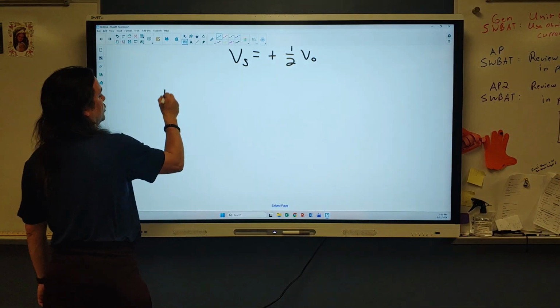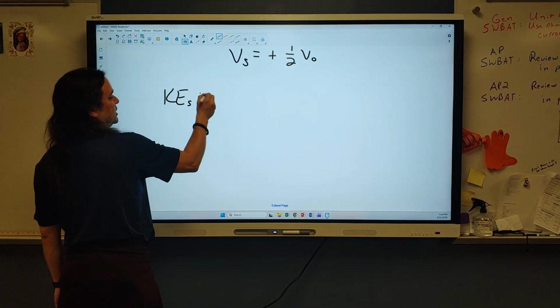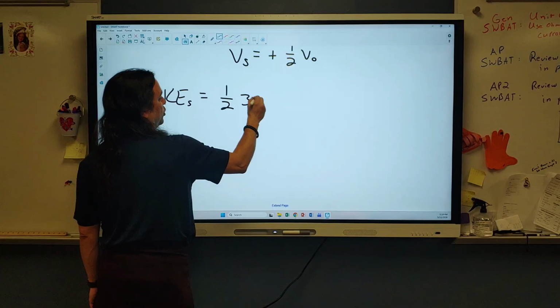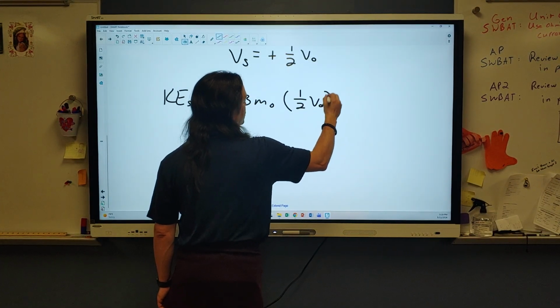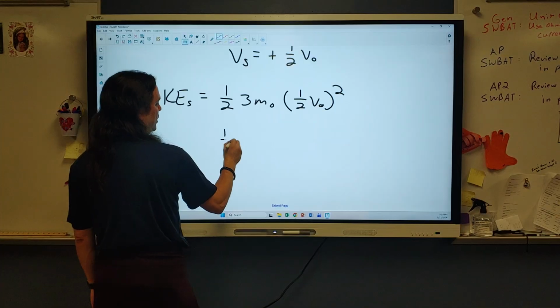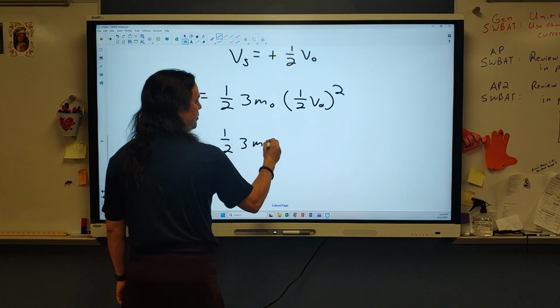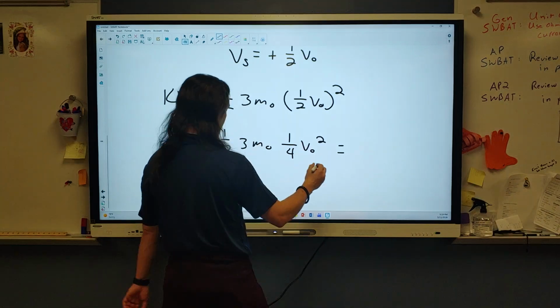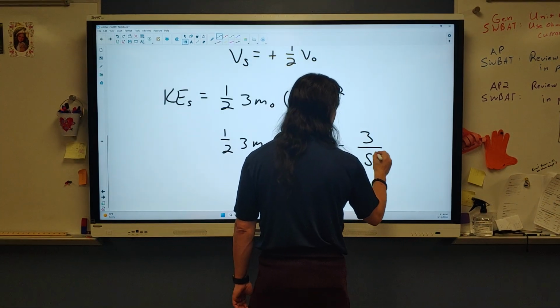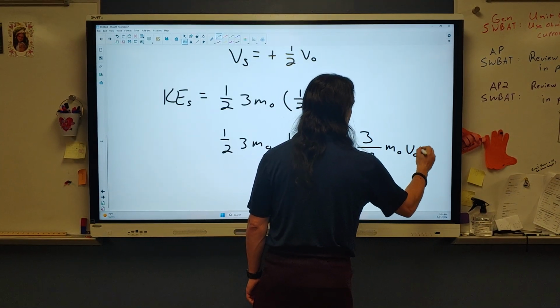We need the kinetic energy of disk S. Well, that would be 1/2 times 3 m naught times Vs, which is 1/2 v naught, squared. I can square this out and we'd end up with 1/2 times 3 m naught times 1/4 v naught squared. Multiplying all these out, I get 3/8 m naught v naught squared.